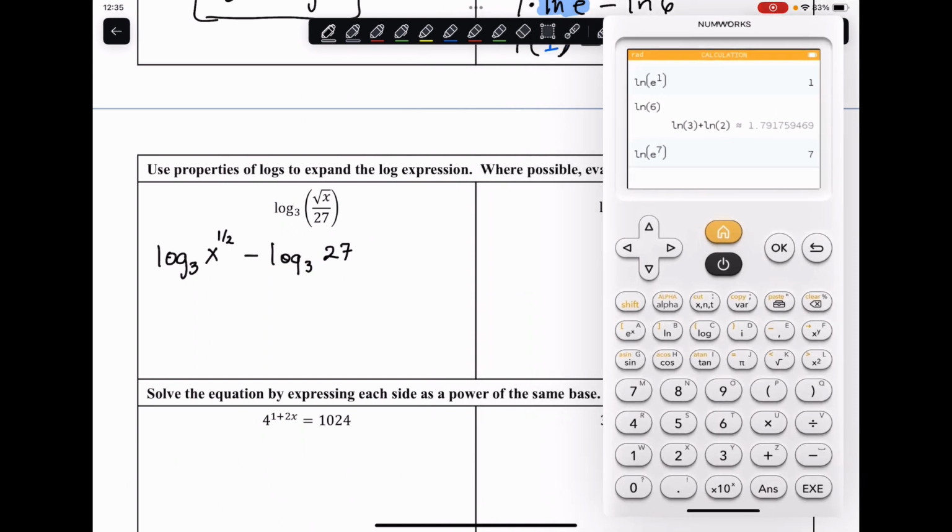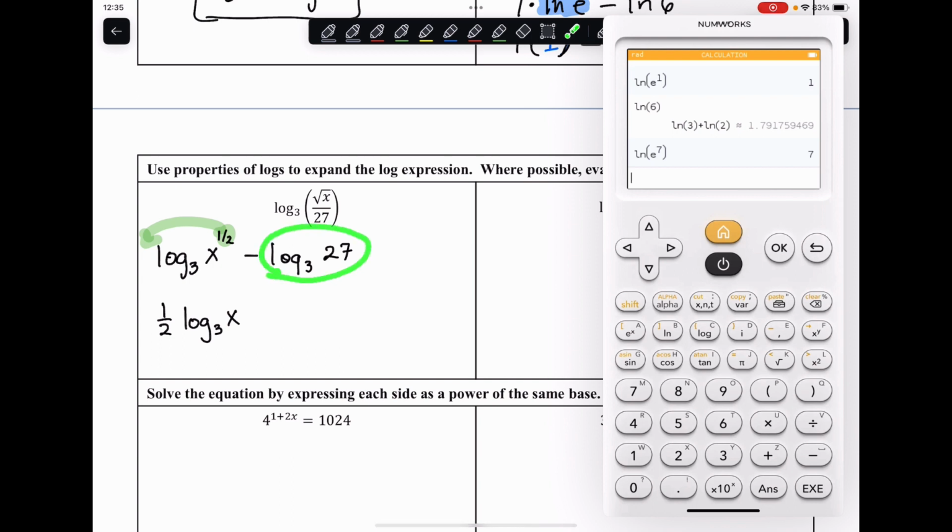Now here you have to know your power property because this exponent has to be pushed to the front in order to expand this log as much as possible. So the expectation and the correct answer choice will be 1/2 times the log base 3 of x. If you select the answer choice up here with that notation, that's going to be incorrect.